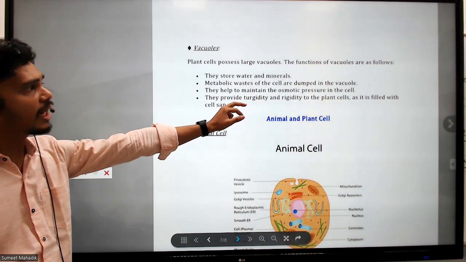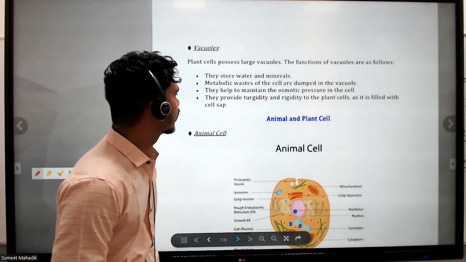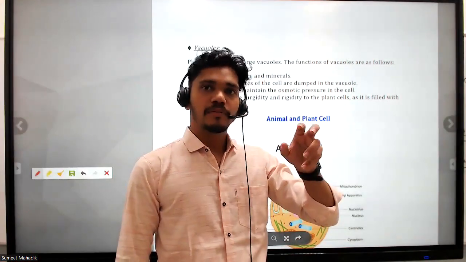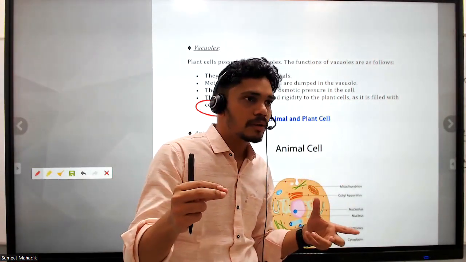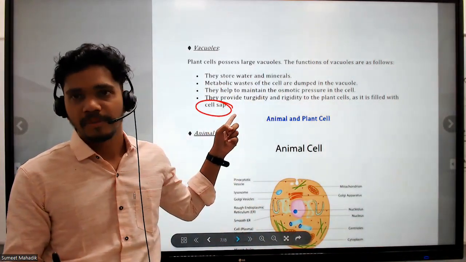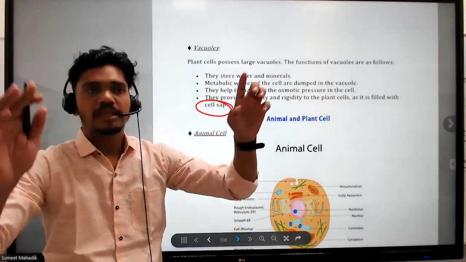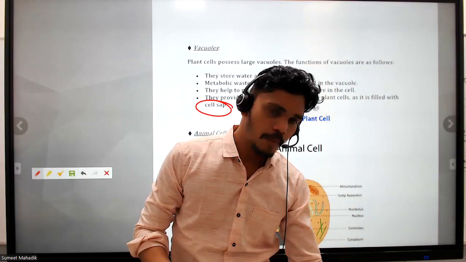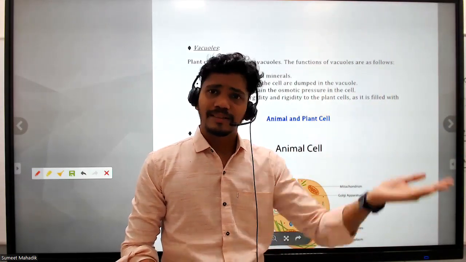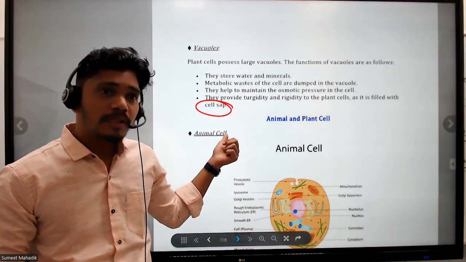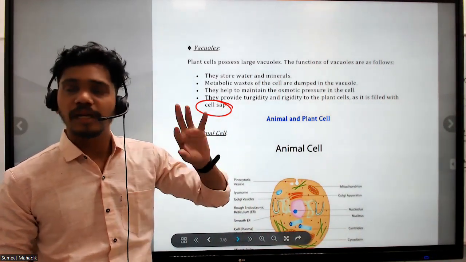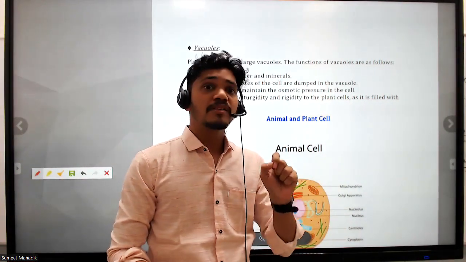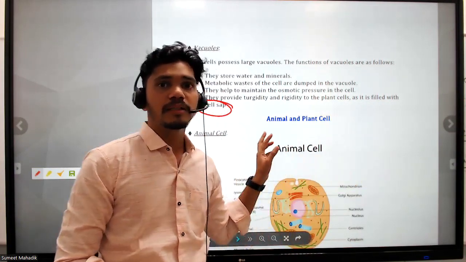They provide turgidity and rigidity to the plant cell as it is filled with the cell sap. What do you mean by cell sap? Have you ever cut a plant and seen something liquid oozing out? That's called cell sap. That's not water. See, xylem performs water absorption and conducts the water from ground level to upper levels, a continuous movement. The phloem is responsible for the sugars. So sugar and water. When you cut it, you're cutting your phloem and xylem. So from xylem, water gets mixed with the sugar, and that liquid is called the cell sap.